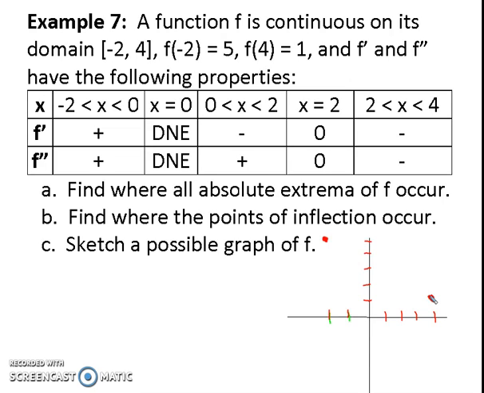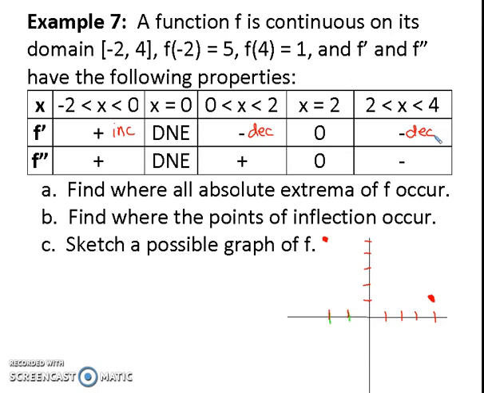My table is chopped up into intervals and specific x values, so I'm just going to read through it. We know that f prime from -2 to 0 is positive. At x equals 0, it does not exist, so I have a corner, a cusp, or a vertical tangent. I do not have a discontinuity there because they told me that my function is continuous. From 0 to 2, my first derivative is negative. At x equals 2, my first derivative is 0, and then from 2 to 4, my first derivative is negative again. So my original graph is increasing from -2 to 0, decreasing from 0 to 2, and continuing to decrease from 2 to 4.